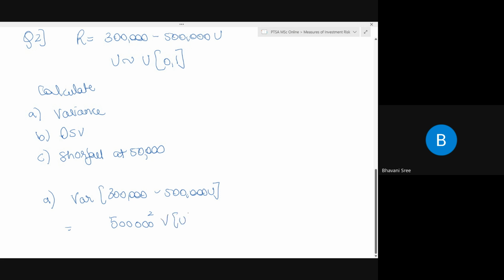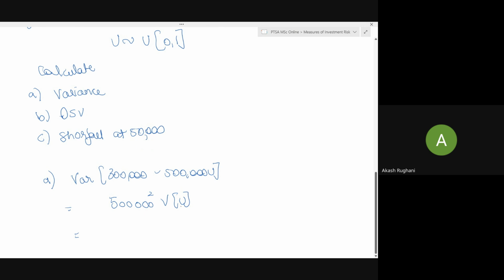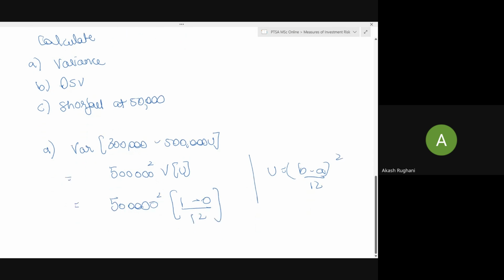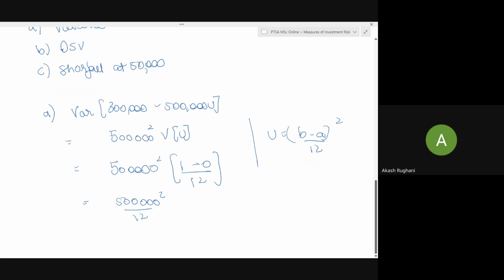That would be 1 minus 0 whole square by 12. Very good. So for uniform, the formula is b minus a the whole square by 12. So 5 lakh square, and b minus a for us is 1 minus 0 whole square, which is 1 square by 12. So 5 lakh square by 12. Kaustubh, the second one, downside semivariance. Sir, 5 lakh square by 24, which is 1 by 2 into variance.